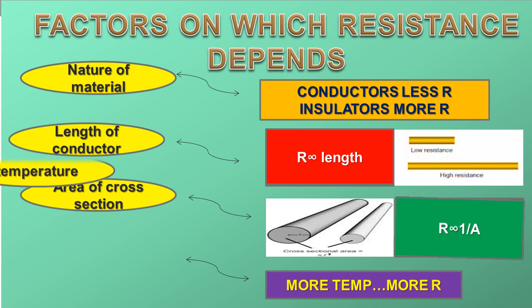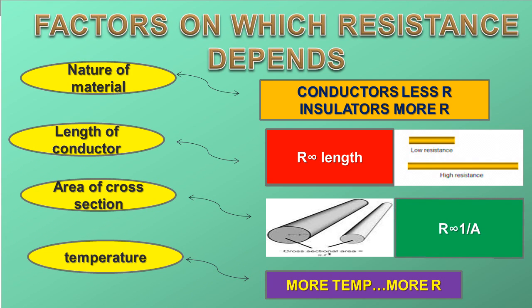And the fourth factor on which resistance depends is the temperature. So the more the temperature of any conductor, the more resistance there will be.